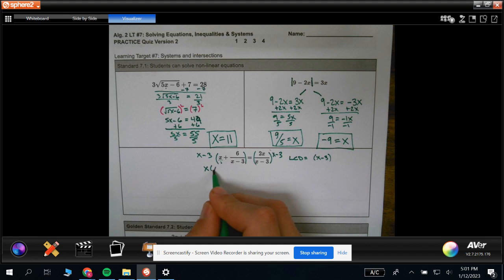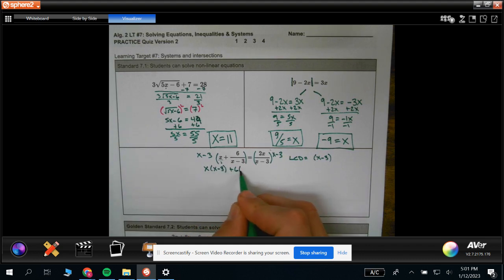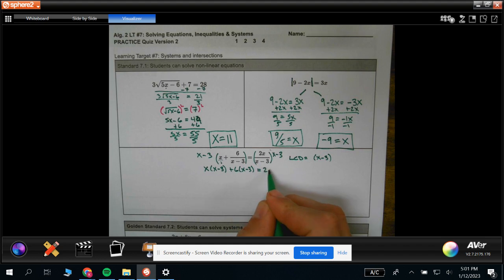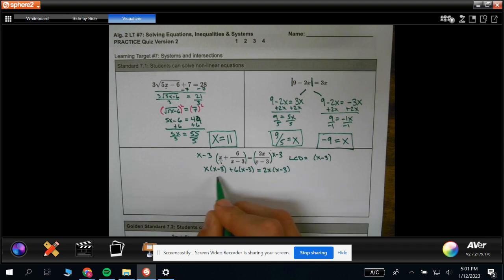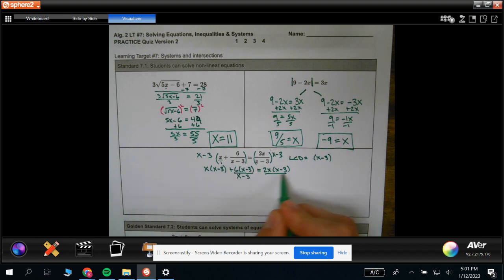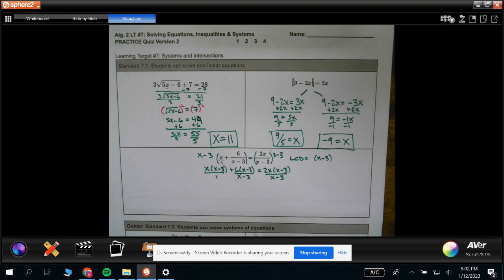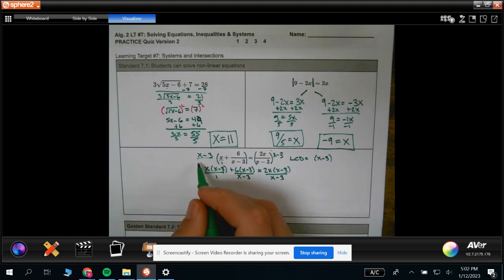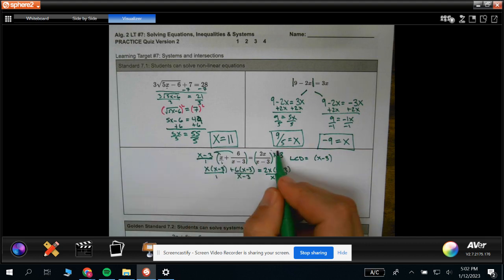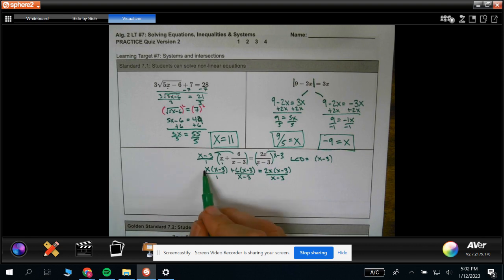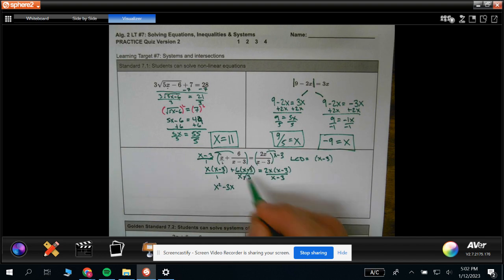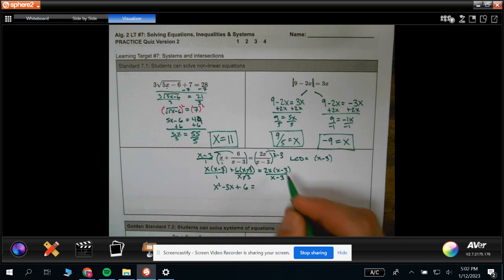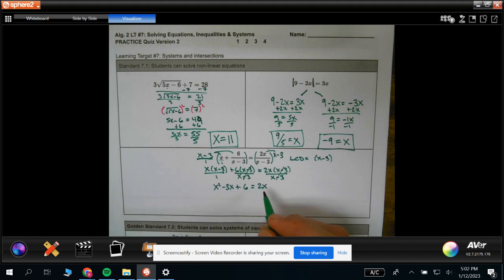So what's that going to become? That's going to become x times x minus 3 plus 6 times x minus 3 equals 2x times x minus 3. Don't forget that this is over x minus 3, over x minus 3, and this is just over 1. All I did again is multiply the numerators all by x minus 3. Here, here, and here. Now, let's simplify. x times x minus 3 over 1 is x squared minus 3x. The x minus 3's cancel out, so I get plus 6. The x minus 3's cancel out, so I get 2x.